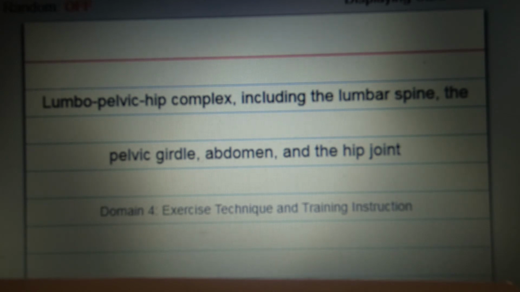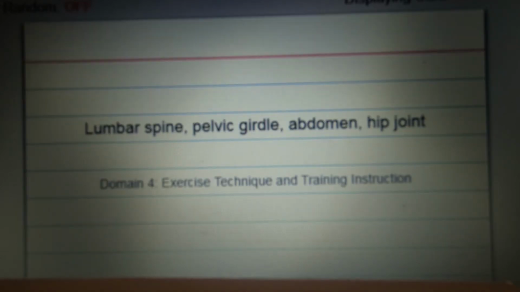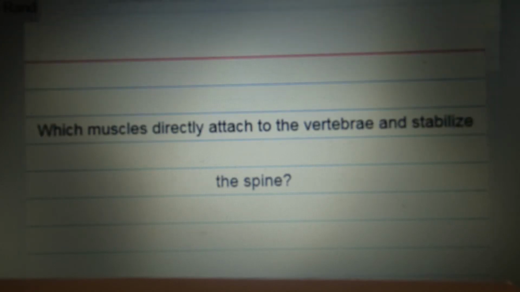What is just as beneficial as traditional cardio for health? Circuit training. What structures make up the core? Lumbo-pelvic hip complex, also known as LPHC, including the lumbar spine, the pelvic girdle, abdomen, and hip joint. What are the structures of the LPHC? Lumbar spine, pelvic girdle, abdomen, and hip joint.